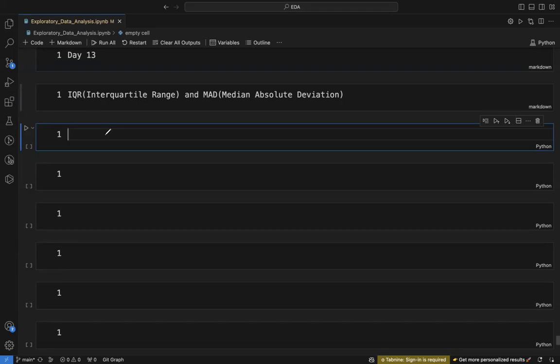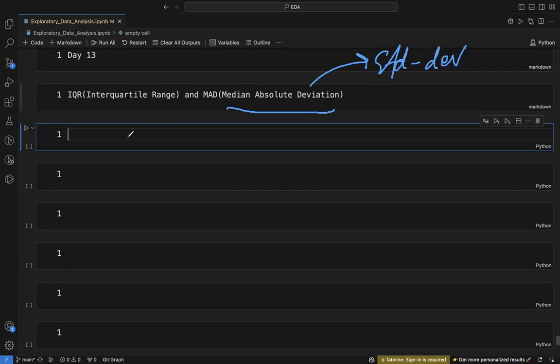So today is the 13th session and today we are going to discuss median absolute deviation and interquartile range. Since we have already understood percentiles and quantiles, let's understand the concept called median absolute deviation. This median absolute deviation has the same notion as the standard deviation, which we already have discussed.